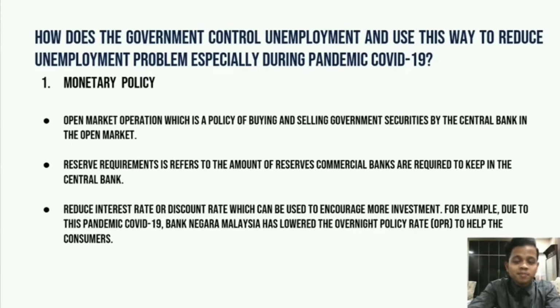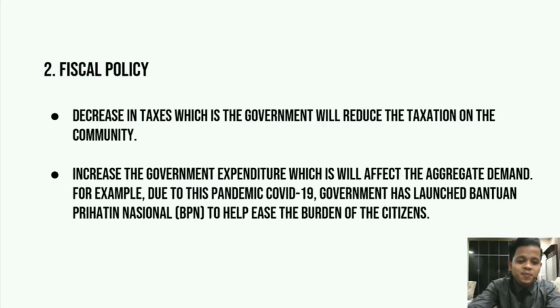For example, due to this COVID-19 pandemic, Bank Negara Malaysia (BNM) has lowered the overnight policy rate (OPR) to help the consumers. Therefore, the consumers will have a surplus of cash to spend as interest rates on local loans become lower than usual. This will make demand for goods increase. Then, demand for workers will also increase. So, the unemployment rate will be reduced.